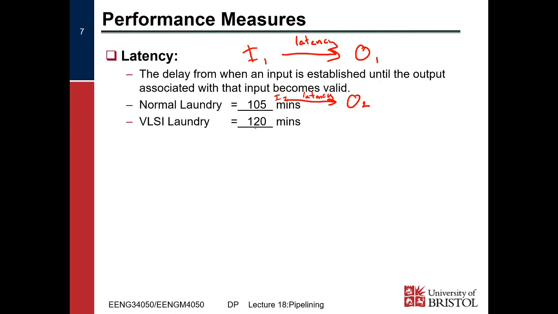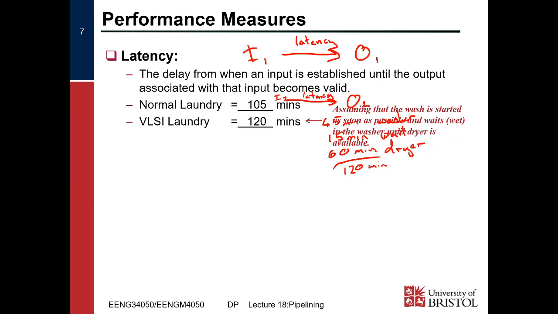Right? So with VLSI laundry, it's 120 minutes. We spend 45 minutes in the washer, then 15 minutes wait, and then 60 minutes in the dryer, totaling 120 minutes.